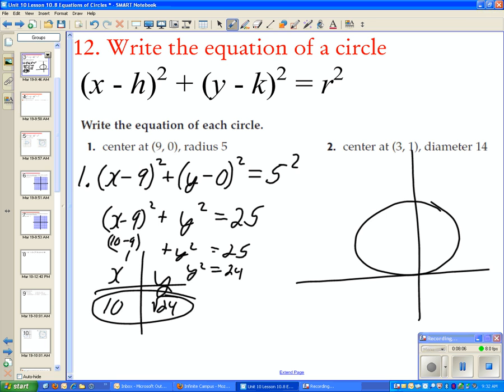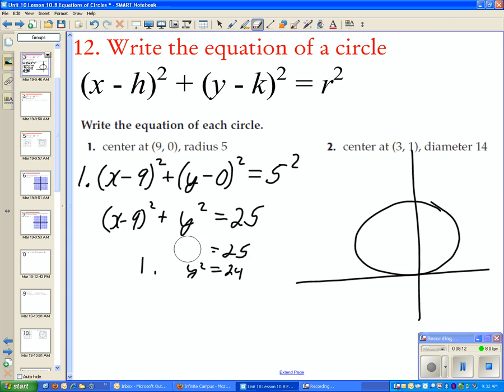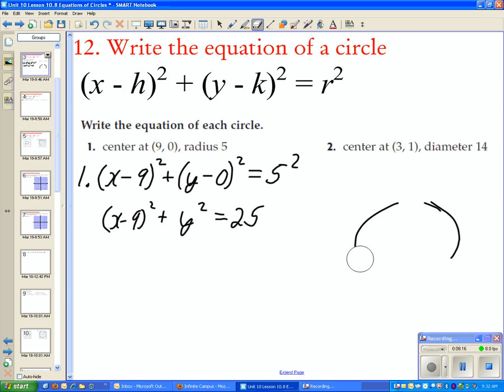So that's why I said the equation is kind of easy to work with, in that you don't have to know points on the circle. All you have to know are the center and the radius. And what's the most common thing to know about the circle? The center. And what do we almost always know about a circle? Its radius. All right, let's try number 2.